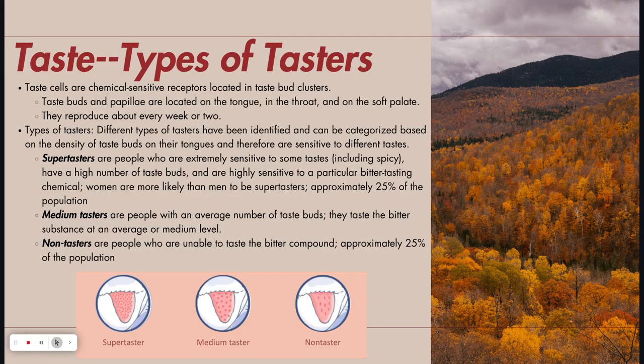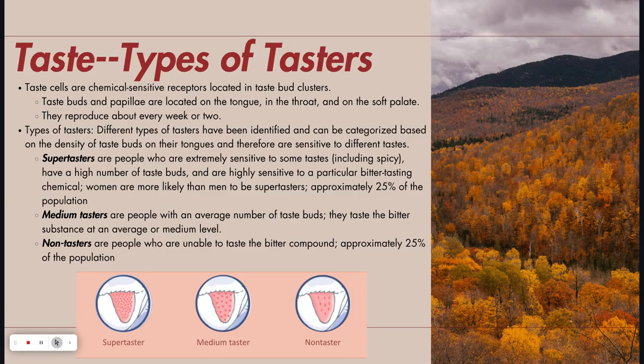A little bit more about taste in terms of types of tasters. So, again, we know that these taste cells are chemical sensitive receptors located in these taste bud clusters. Taste buds and papillae are located on the tongue. That's where we most think of them, but they're also actually in the throat and on the soft palate. And these actually reproduce about every week or two, so those cells don't last a long time.